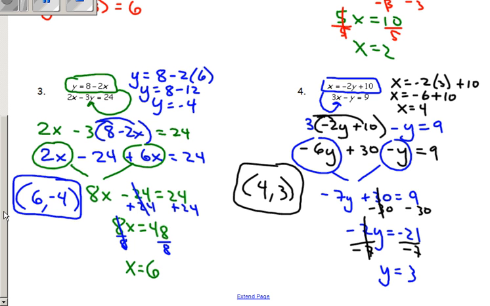So some different examples of how to solve a system by substitution, whether they give you x equals or y equals. The main point is look for when you have x by itself or y by itself. Those are the problems you want to do substitution on.